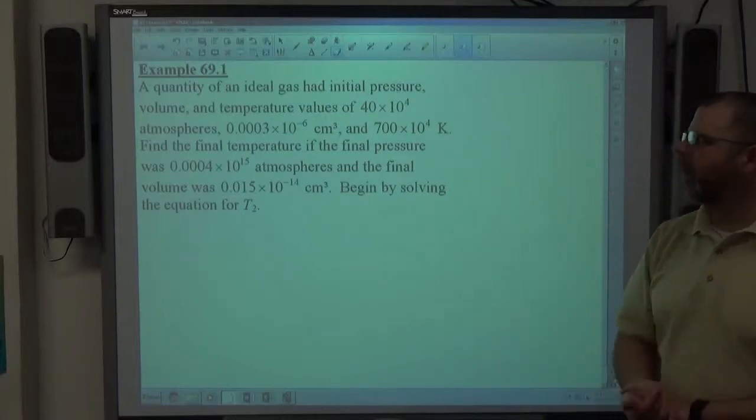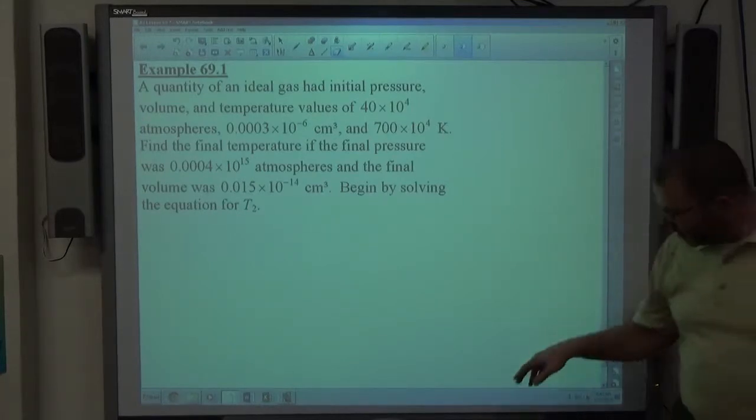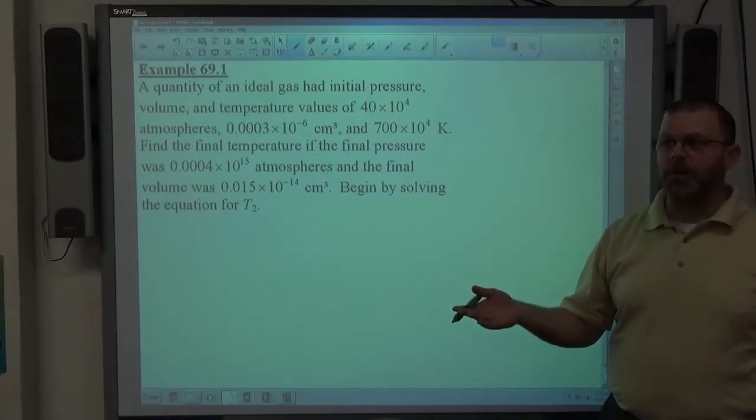Example 69.1: a quantity of ideal gas had initial pressure, volume, and temperature values. Find the final temperature, given the final pressure and volume. Okay, what I want you to notice is that we've already done these ideal gas problems before. In fact, there's one on our upcoming test, right?